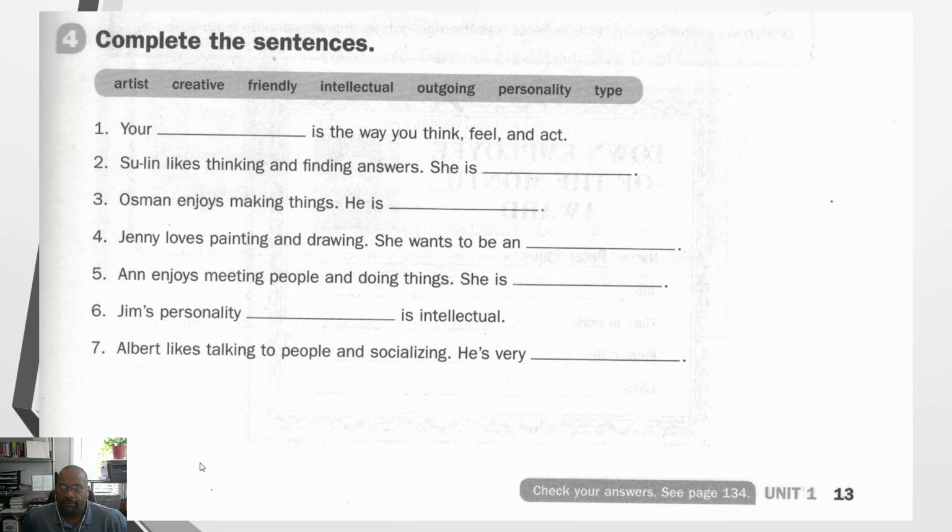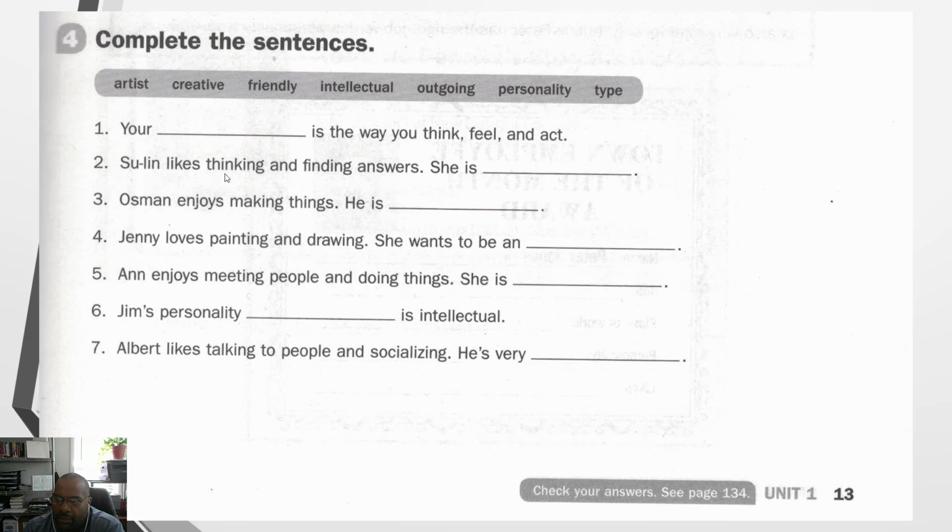Alright, so hopefully you've had some time to complete these 7 questions or statements here. And let me show you what I wrote so that we can check our work. For the first one, your blank is the way you think, feel, and act. If I look that up in the dictionary, I would probably come up with the word personality. Your personality is the way you think, feel, and act.